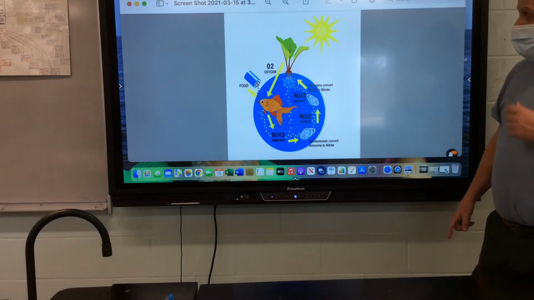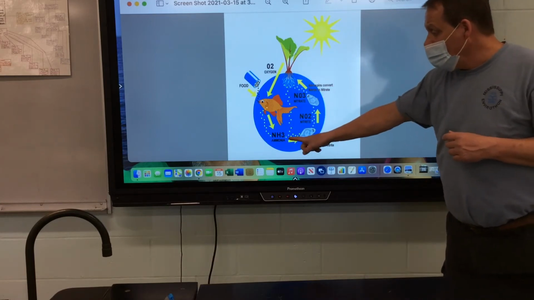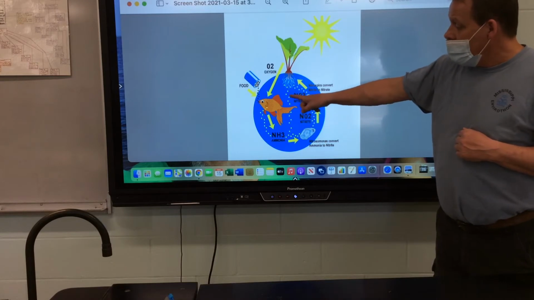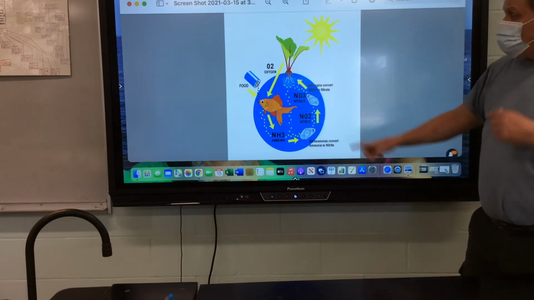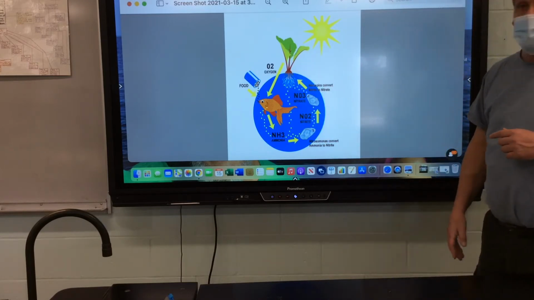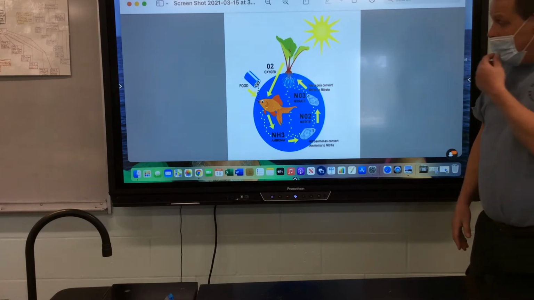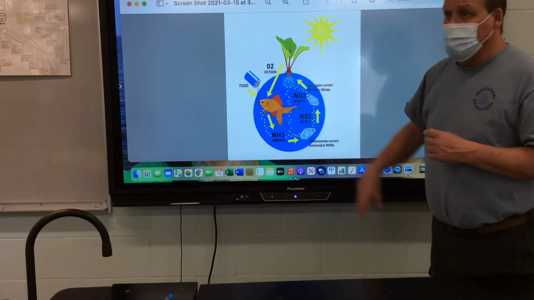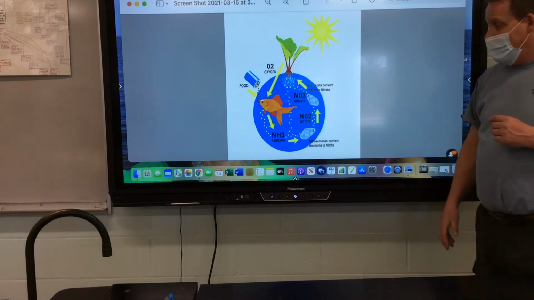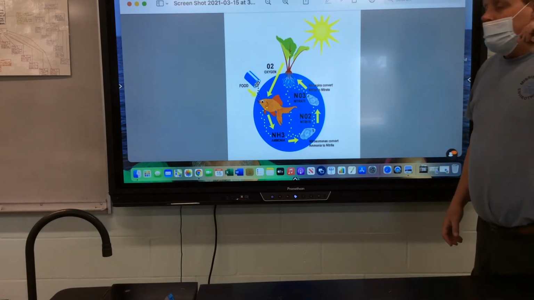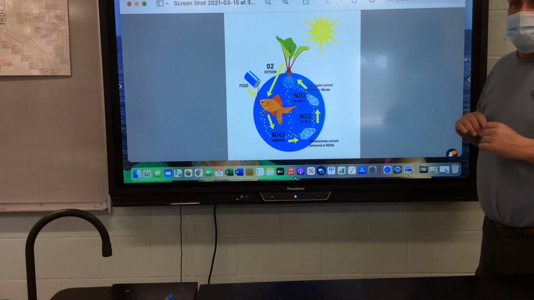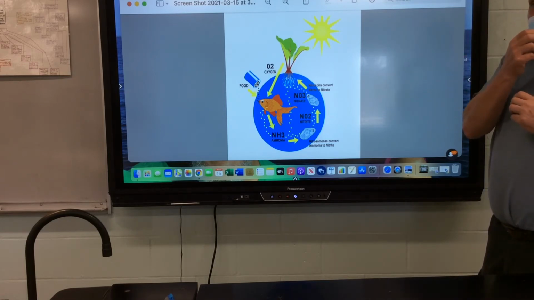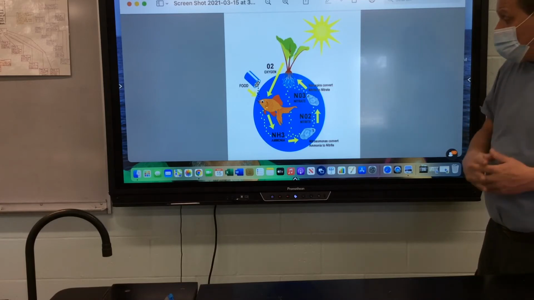Okay? Now, plants can use NH3. So do you notice some of the NH3 comes up here and gets absorbed by, this looks like it's a Swiss chard plant. Okay? So it looks like the Swiss chard plant is absorbing some of the NH3. But Swiss chard doesn't really prefer ammonia. It would like other nitrogen compounds as well to get its nitrogen from.